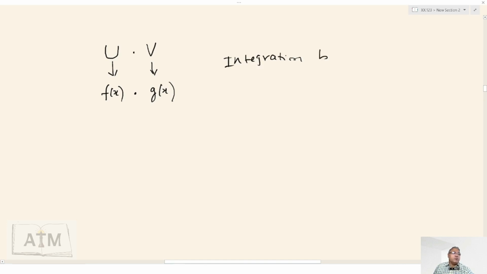Integration by parts is also called product rule. Now it is u dot v, where the dot stands for multiplication, with respect to x, because u is a function of x and v is a function of x. Therefore here I have written with respect to x.